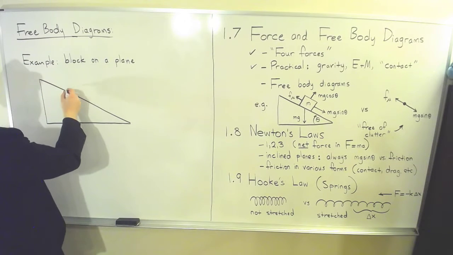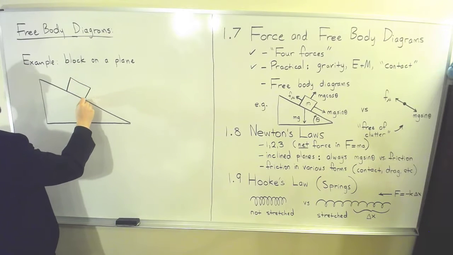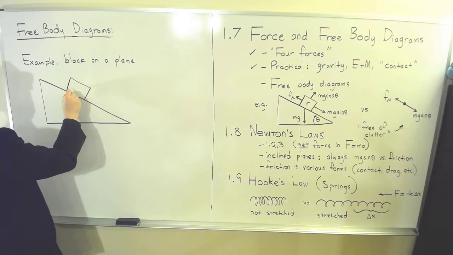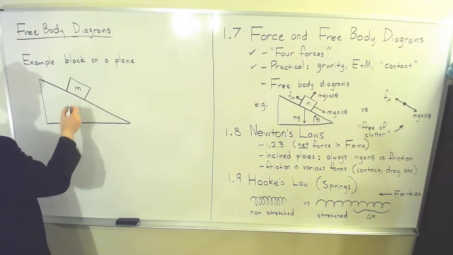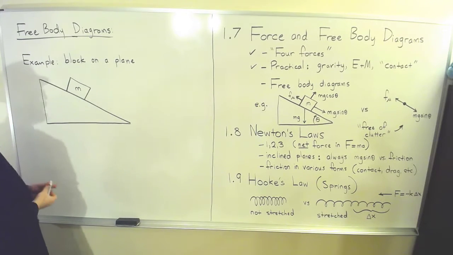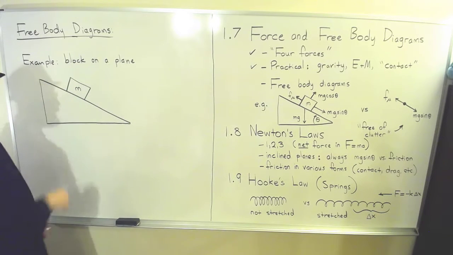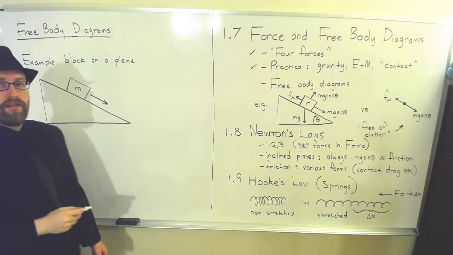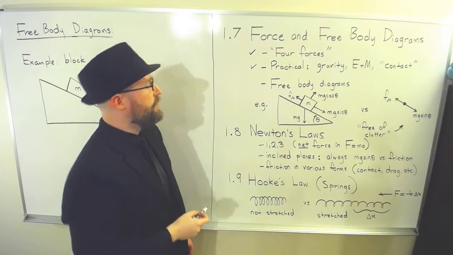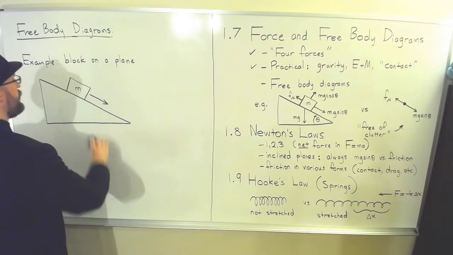But in this case, we're going to simplify matters and just take a block. It's going to be a rectangular block, and we're going to say the mass of this block is m. The idea, of course, is that, provided the incline of the plane is sufficiently high and the surface is not too rough, you expect the block to slide down the plane. And the question is, how fast will it slide down the plane? This will depend on a number of factors.